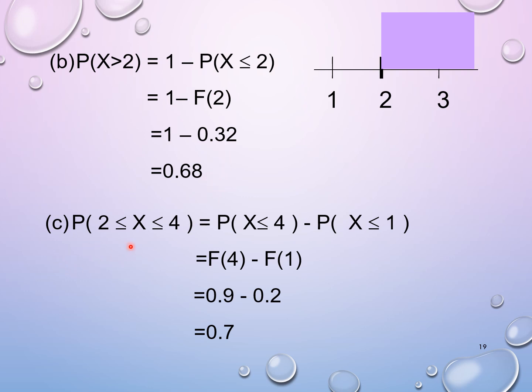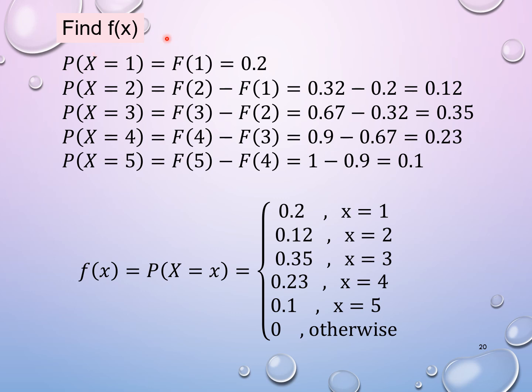And C, probability x greater than or equal to 2, less than or equal to 4, is the same as probability x less than or equal to 4 minus probability x less than or equal to 1. This is actually straight away F4 and this is F1. Then you refer back to the previous table, you will get the answer for each of these cumulative. So the answer is 0.7.